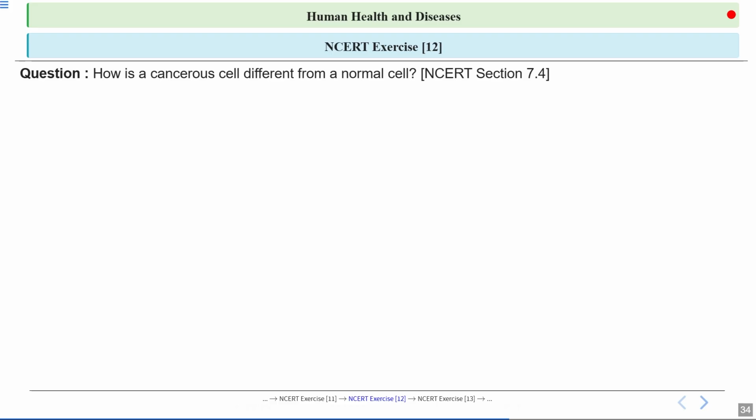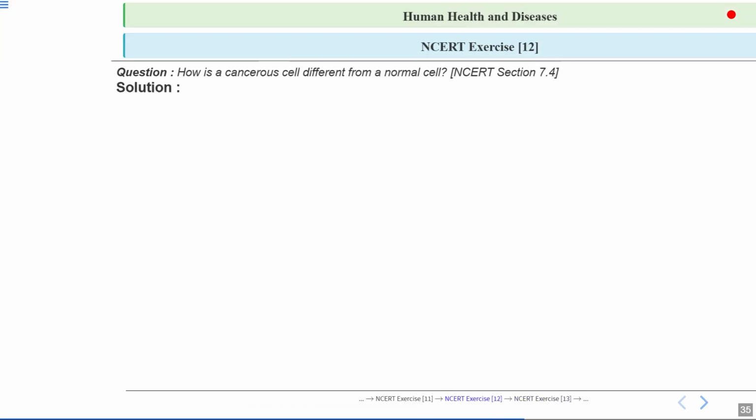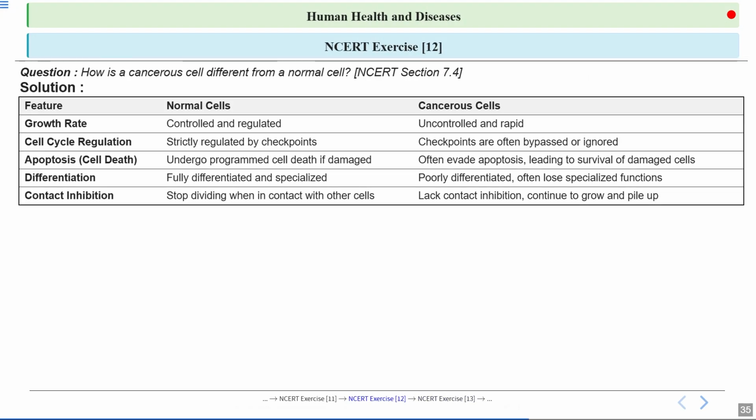Okay, let's discuss the next question. How is a cancerous cell different from a normal cell? Let's have a look at the answer. Here you can see a table showing the difference between normal and cancerous cells. Now, in normal cells, what is the growth rate? Controlled. The growth of normal cells is regulated, whereas cancerous cells show uncontrolled growth, and the growth is quite rapid as well.